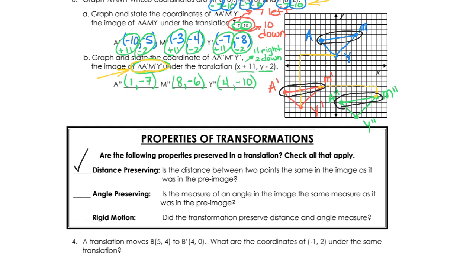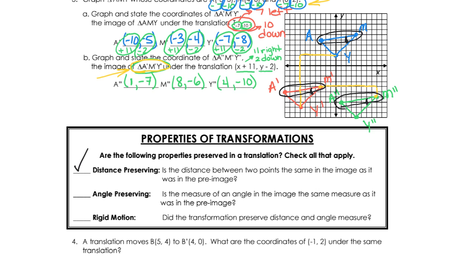In the next one, it says, is the measure of an angle in the image the same measure as it was in the pre-image? So for instance, if I figured out how many degrees were in angle M, it's going to be the same angle measurement in angle M prime. It's also going to be the same angle measurement as M double prime. Those 3 angles would all have the same number of degrees in them. So the angles did not change in the triangles.